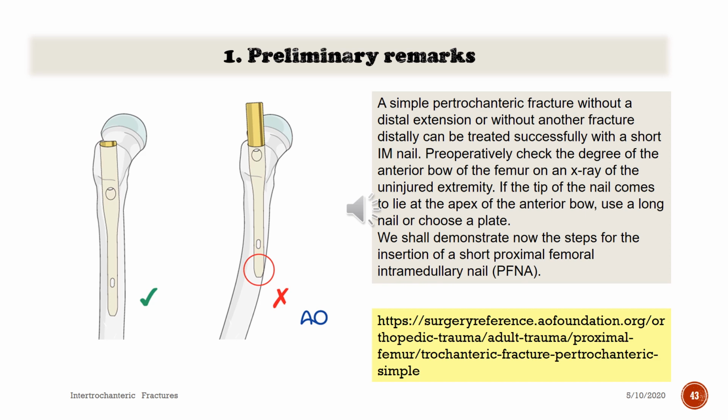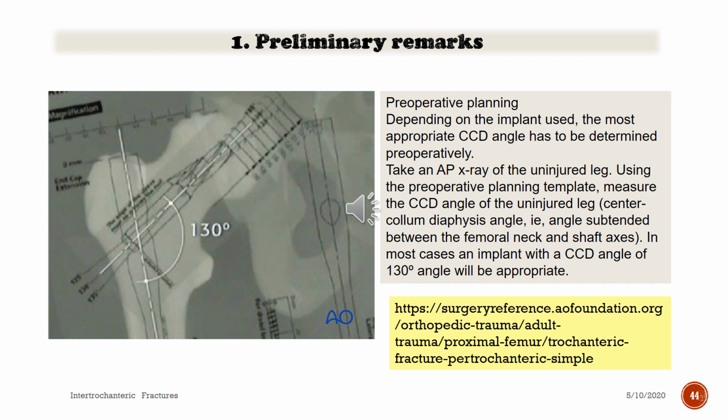Preoperative planning. Depending on the CT and on implant use, the most appropriate CCD angle has to be determined preoperatively. Take an AP X-ray of the uninjured leg using the preoperative planning template. Measure this CCD angle of the uninjured leg. CCD means centrum-collum-diaphyseal angle. In most cases, an implant with a CCD angle of 130 degrees will be appropriate.